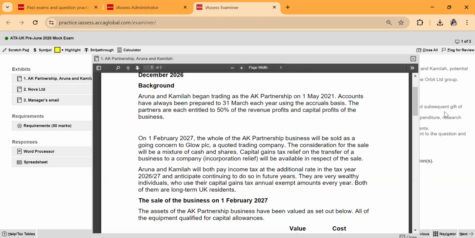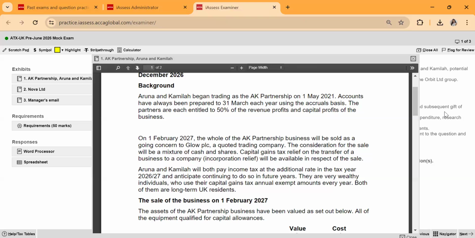The consideration for the sale will be a mixture of cash and shares. The capital gains tax relief on the transfer of a business to a company, that is incorporation relief, will be available. So incorporation relief is available, but for succession, nothing is given. Okay, there is given the sale of the business. Let's see.